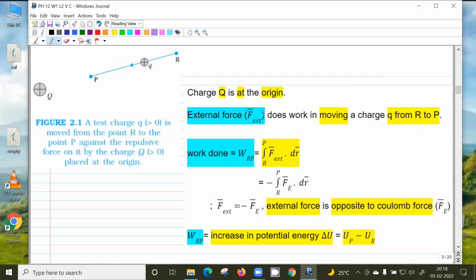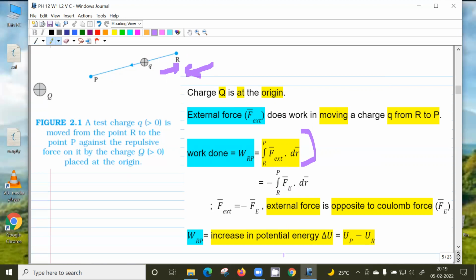This work done is F dot dr. This is the basic formula. So this is the external force I'm applying on this charge. That value should be equal to the electrostatic repulsion, and the direction will be opposite. Electrostatic repulsion will be in this direction, and the force I'm applying to overcome it will be in the opposite direction. So the work done is the external force I'm applying, that is minus the electrostatic force.